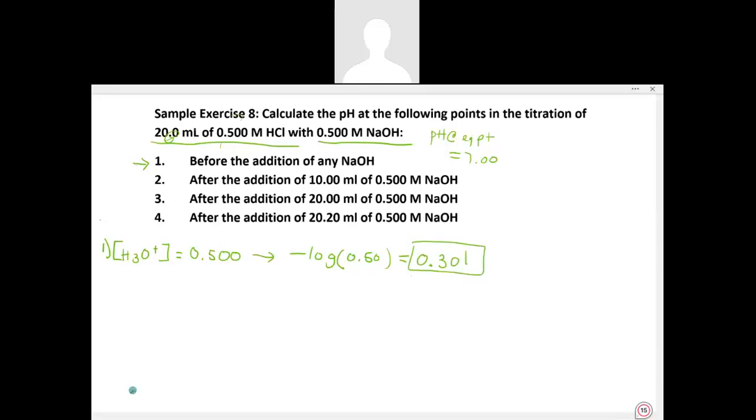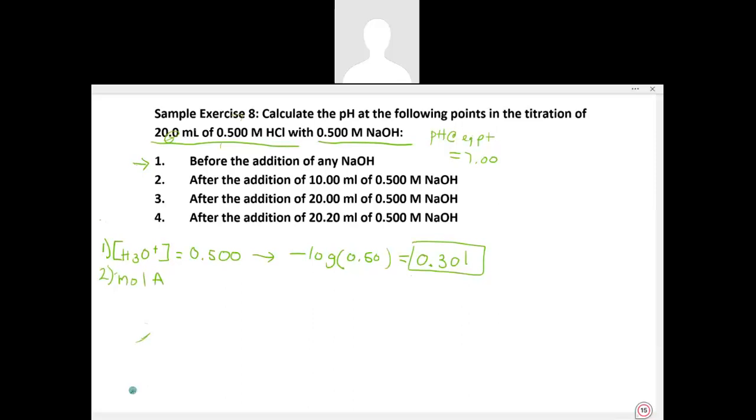So we should expect our pH to increase at this point here. So now we're going to add 10 milliliters of the same concentration, 0.5 molar sodium hydroxide to our 20 milliliters of 0.5 molar HCl. So in this step, we're going to calculate moles of acid, and that's going to be this value here.